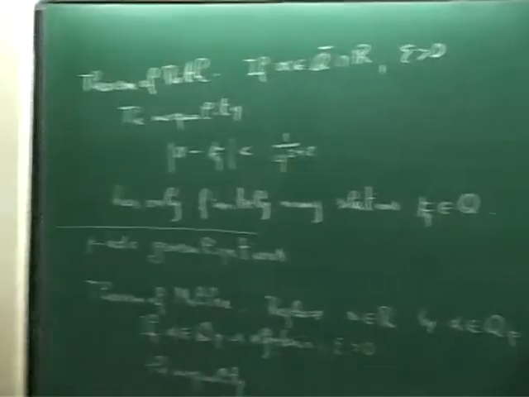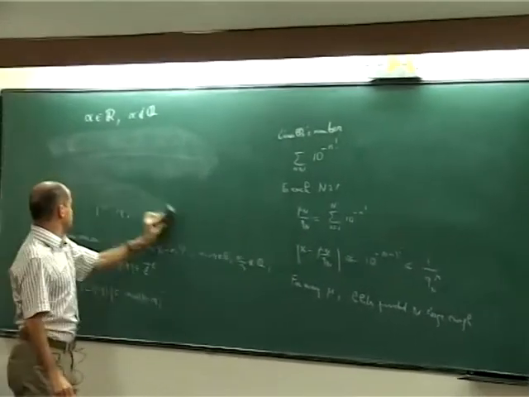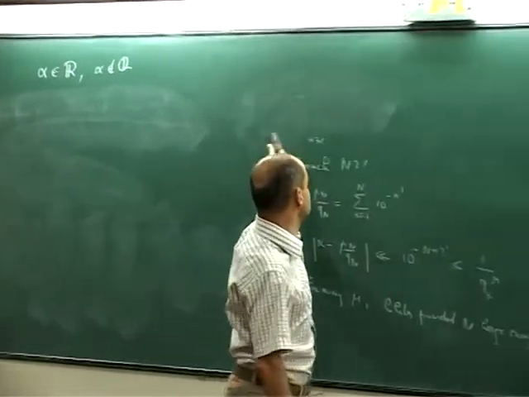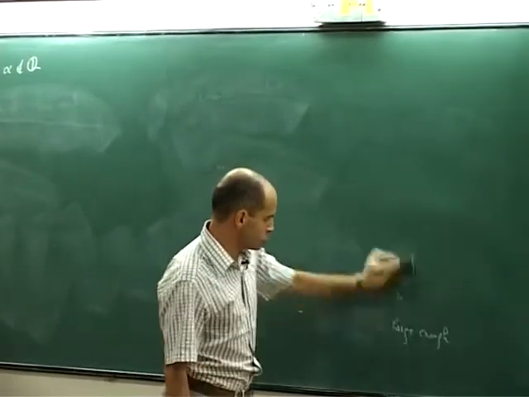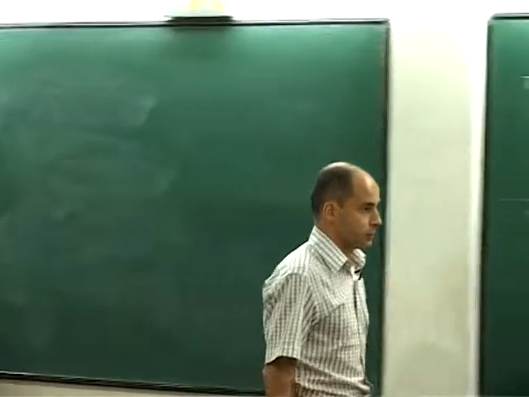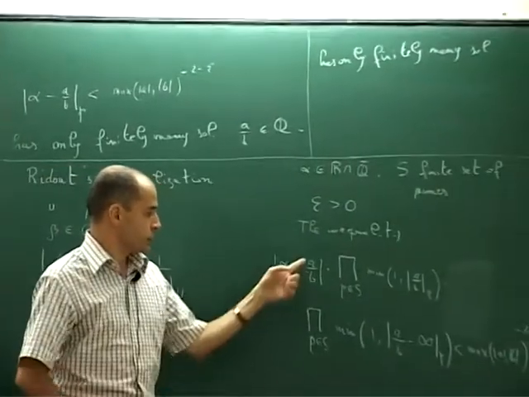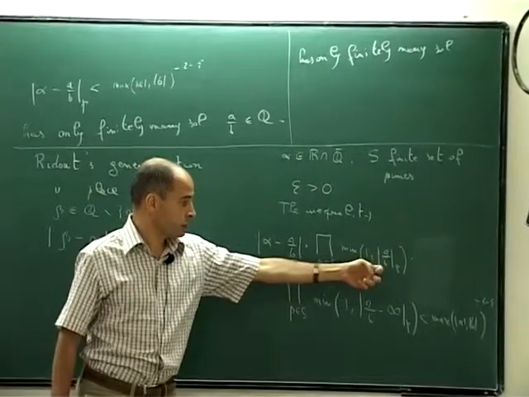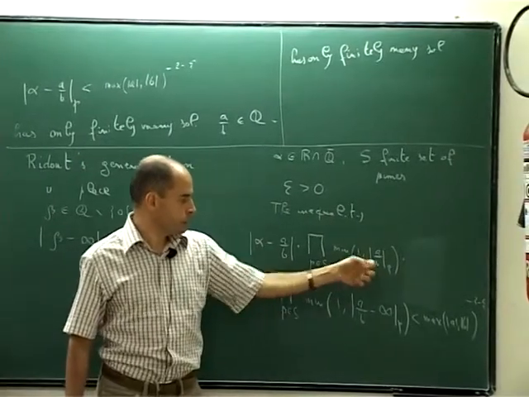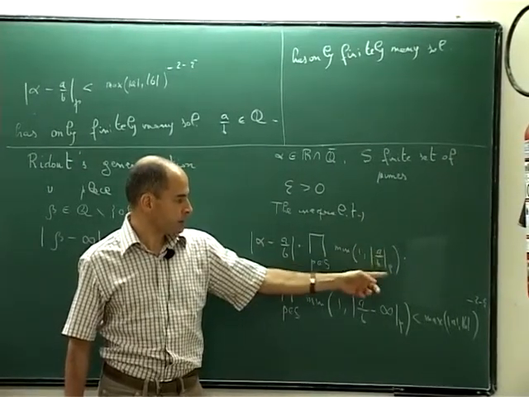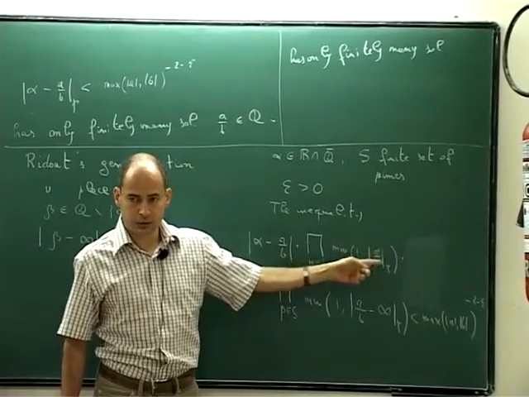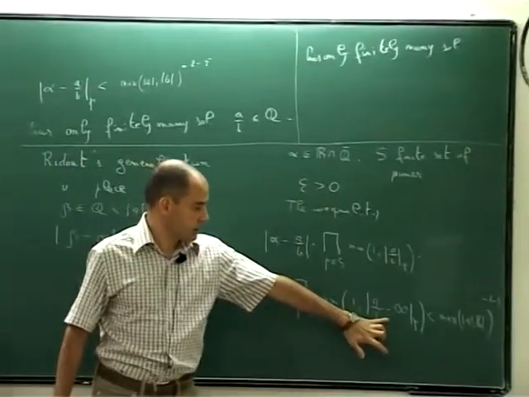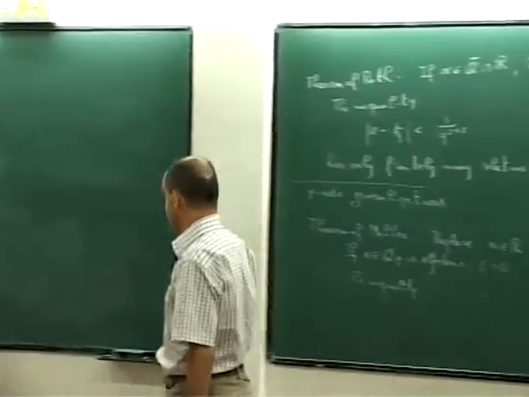I should explain the geometric interpretation of the triple product. So the first term is the usual distance from the rational number A over B to the real number to approximate. And the second term, when the minimum is less than 1, so when it is A over B, the p-adic value, is the distance to 0. And this last term is the distance to infinity, as I said.